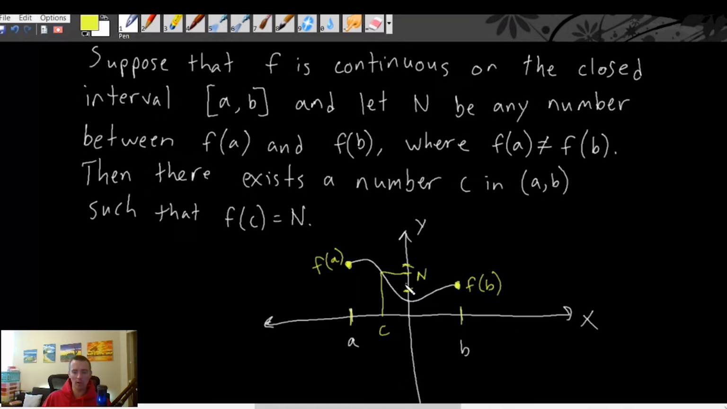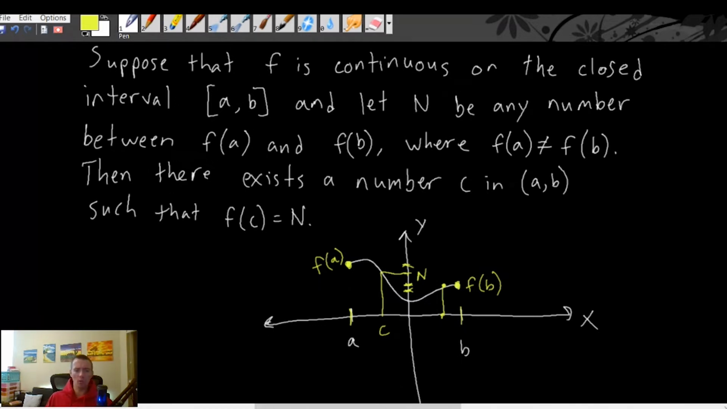No matter where we pick our n, let's say we pick an n here, we're going to be able to get some c value between a and b that we plug into the function and get that as an output. So that's really what the intermediate value theorem is telling us. And that's all built on and contingent on the fact that our function is continuous over this whole interval of a to b. If it's not continuous, then it's not going to really be applicable. The intermediate value theorem won't really tell us anything. So we need a continuous function.